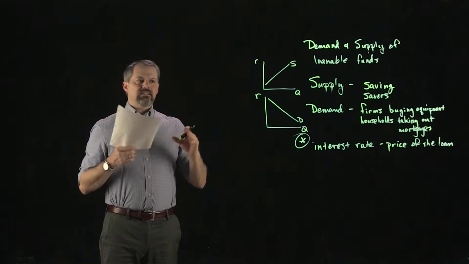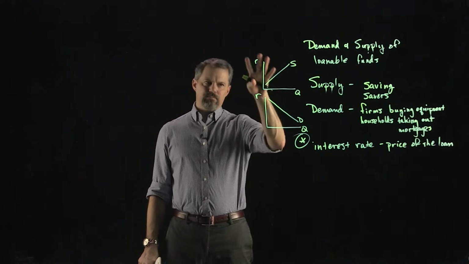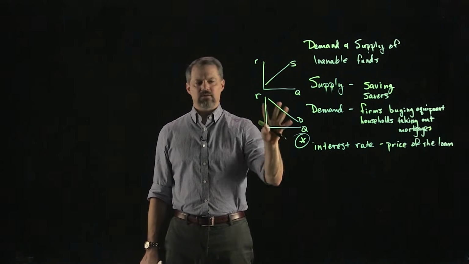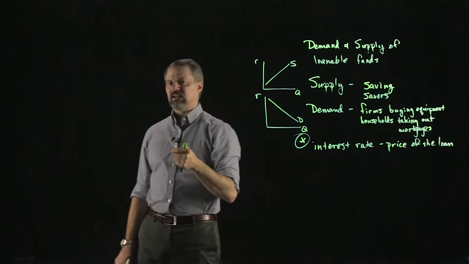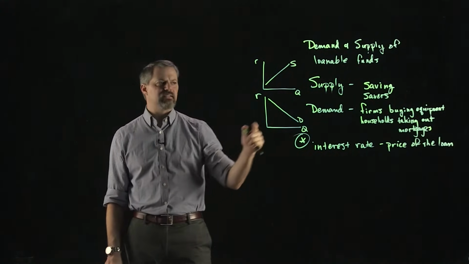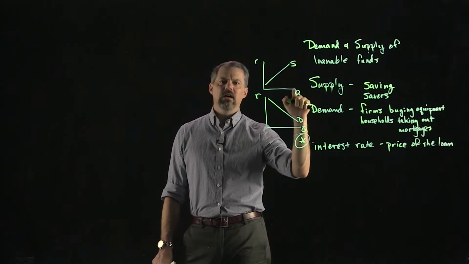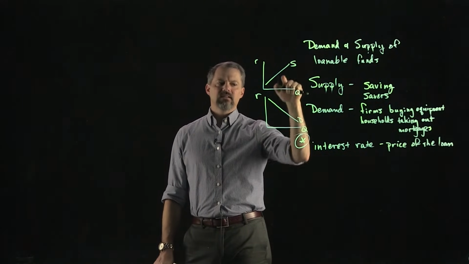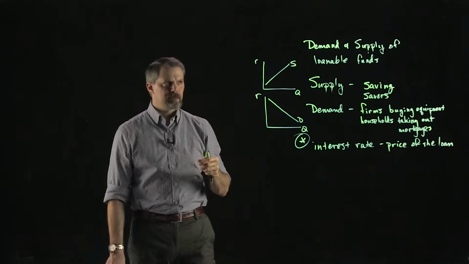Now the interesting thing about this picture is it's just a demand-supply picture. This is a supply picture, demand picture, we've got price up here. This quantity is not the quantity of some good like the number of pizzas. This is a number of dollars. This is the quantity of dollars lent or saved, the quantity of dollars borrowed.